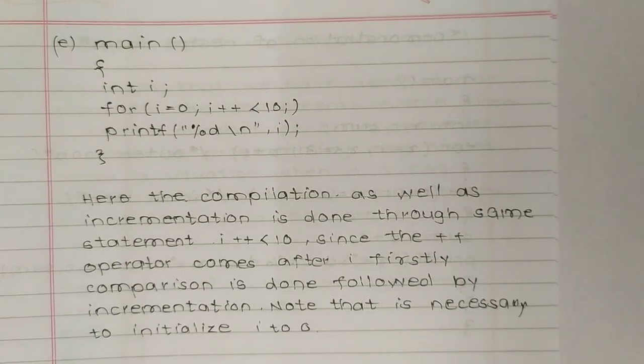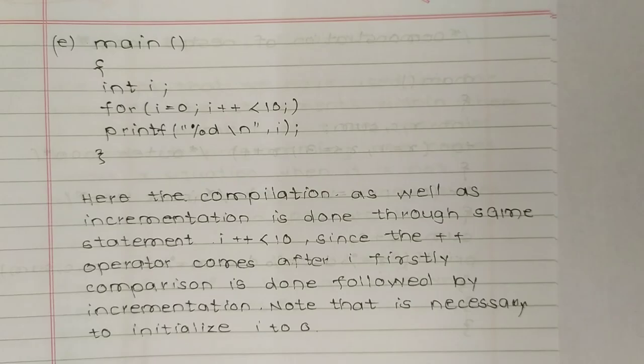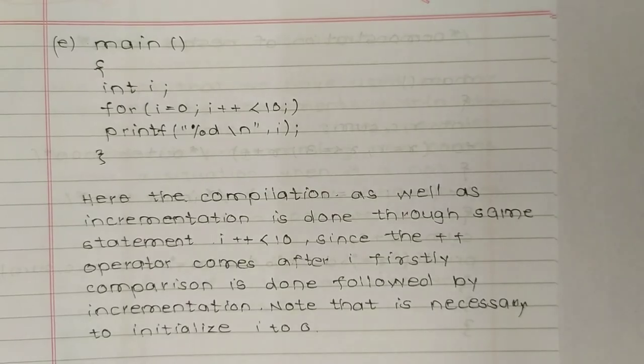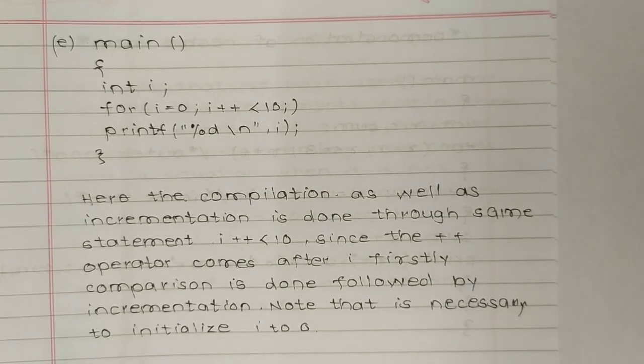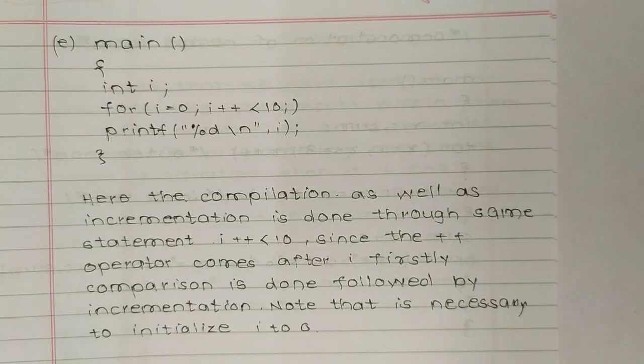This is a program in which incrementation as well as comparison is done through the same statement. The program is: #include main() { int i; for (i = 0; i++ < 10;) printf("%d\n", i); } So here in this statement, i++ < 10, the incrementation as well as comparison is done.